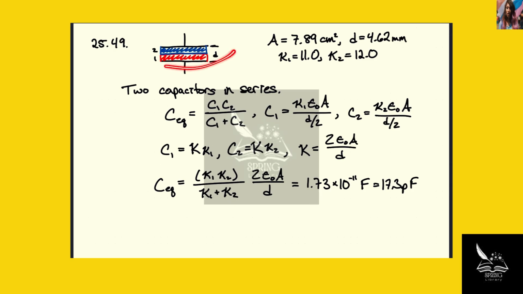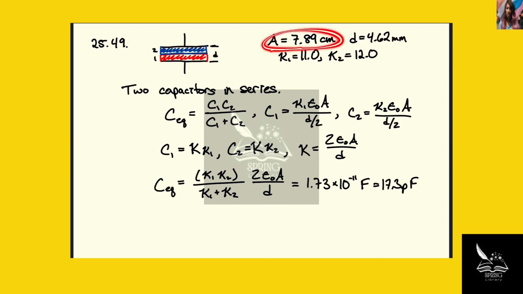Here we have a kind of compound capacitor where, between the two conducting plates, we have two different dielectric materials, and they each take up half of the distance between the plates, and they also have the same cross-sectional area.